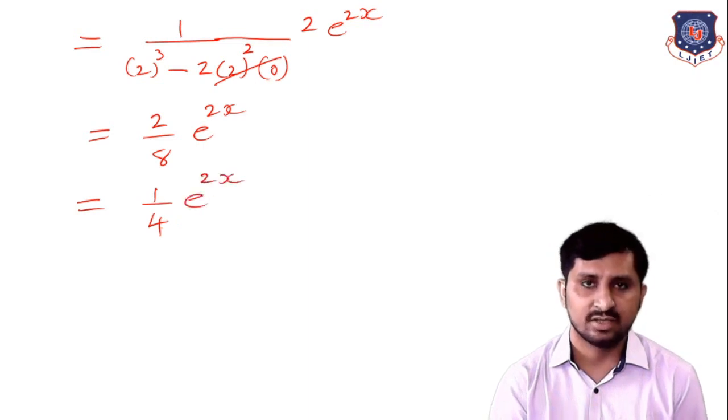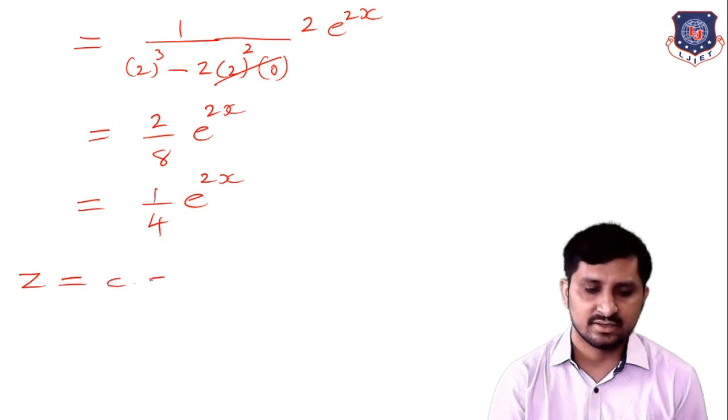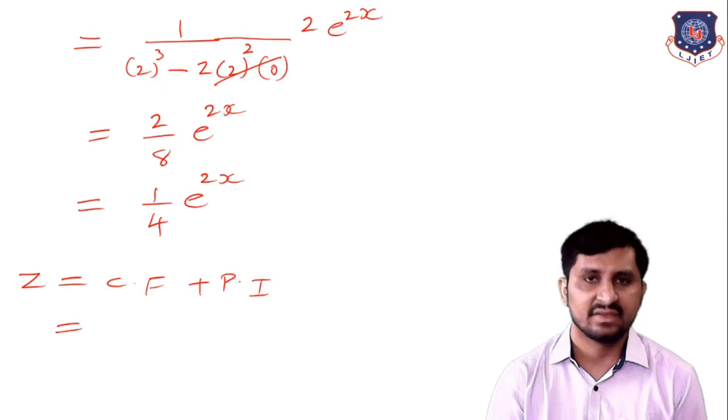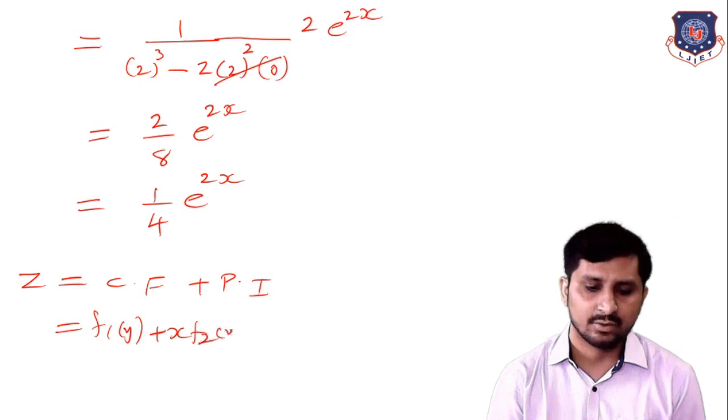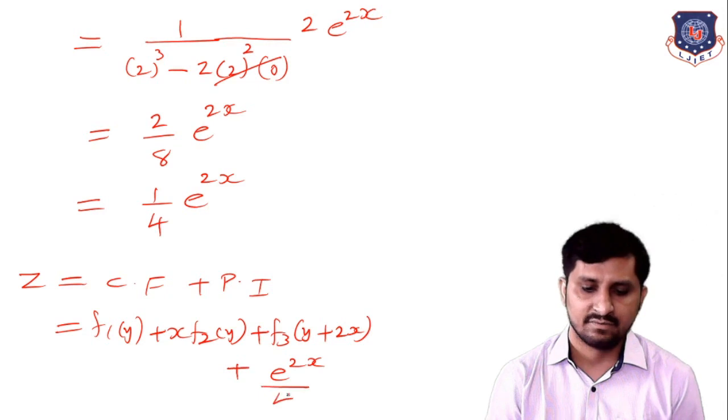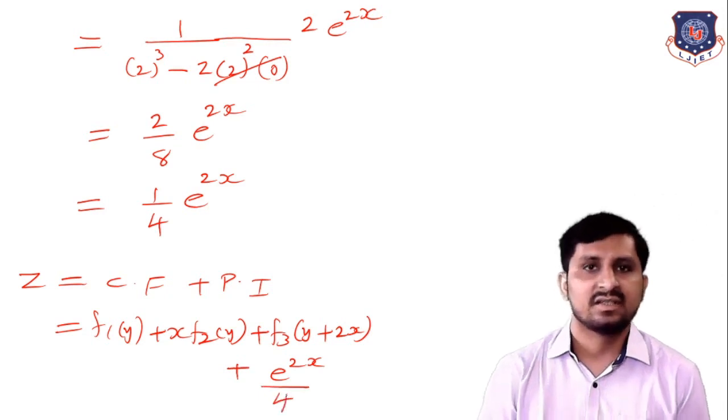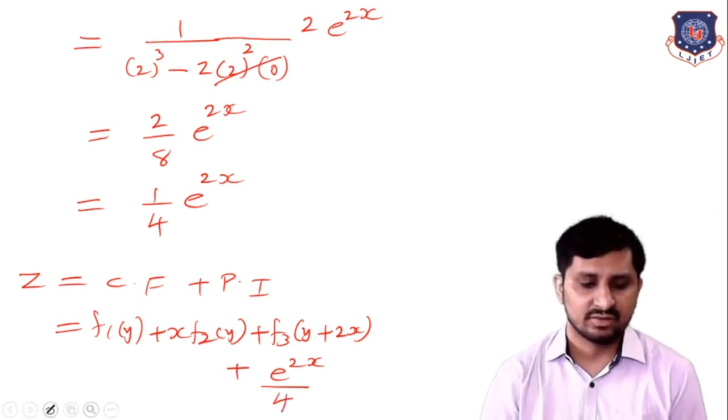So what is your general solution? z is equal to, we know the general solution is CF plus PI. What is your CF? CF is f1 of y plus x into f2 of y, plus f3 of y plus 2x, and plus the particular integral, e raised to 2x by 4. Clear? So this is my final answer. Let's solve one more example.